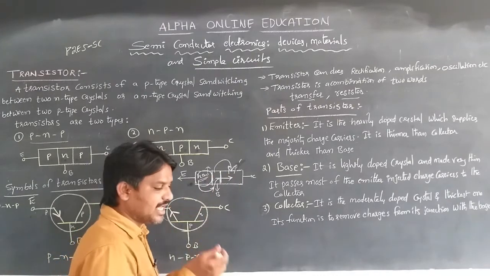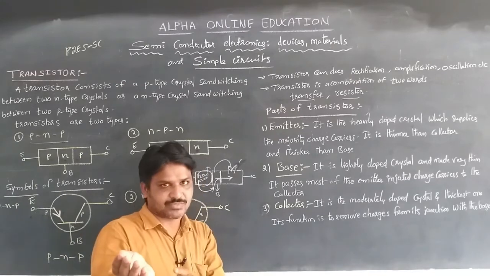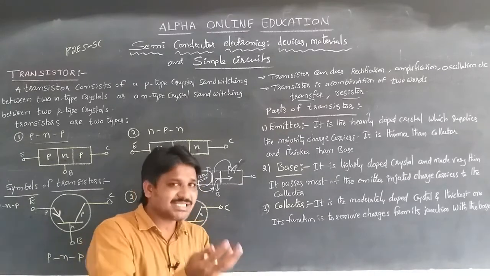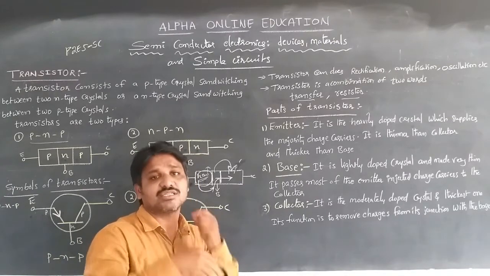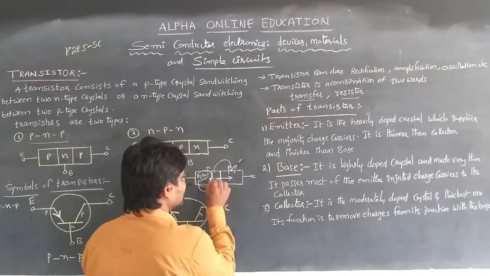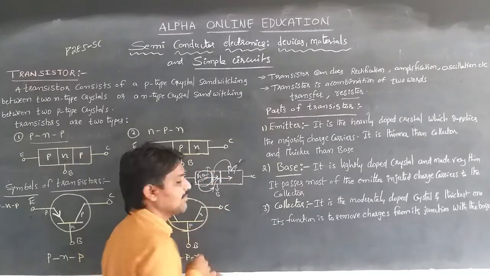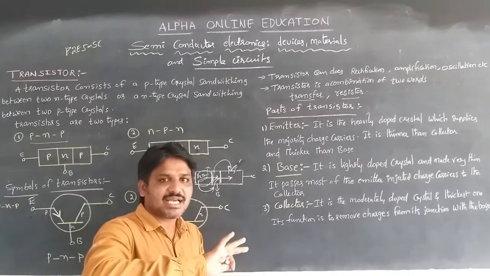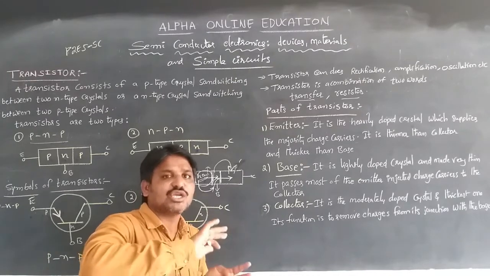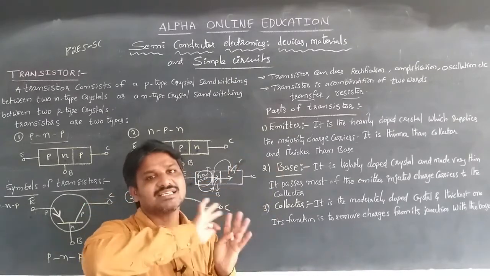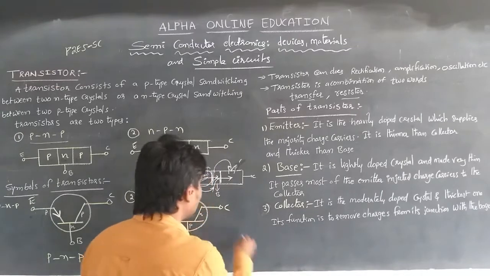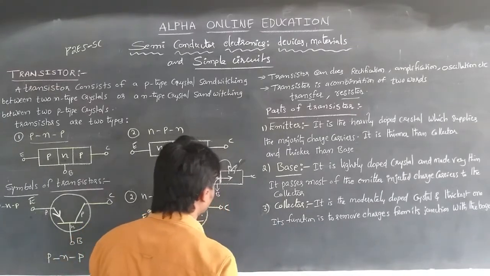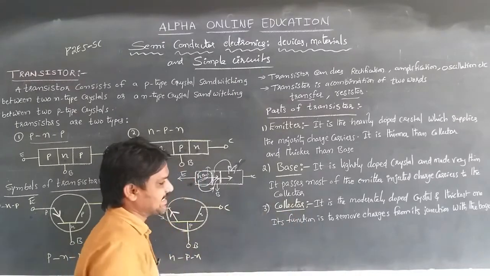The emitter emits the majority charge carriers in the circuit, and they are sent towards the junction. This is the junction, and they are sent to the base, and the base passes the majority charge carriers emitted by the emitter into the collector. That will transfer to the collector. That is the main role of a base. And one more thing, the last one is the collector.